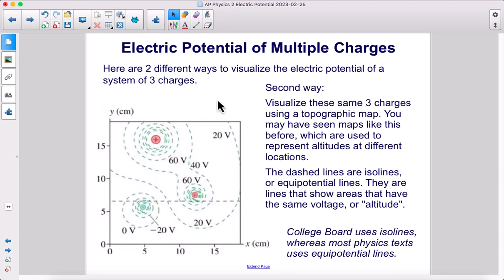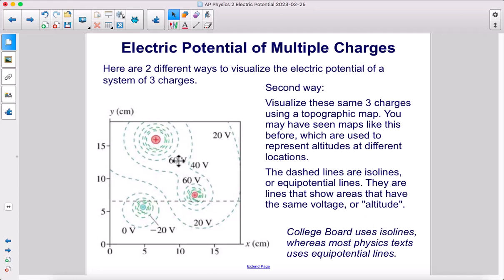Here's the second way. We can visualize the same three charges using a topographic map. You may have seen maps like this before, which are used to represent altitudes at different locations. The dashed lines are iso lines, also known as equipotential lines. They're lines that show areas that have the same voltage, or altitude. College Board, the AP exam, uses the term iso lines, whereas most physics texts use equipotential lines.